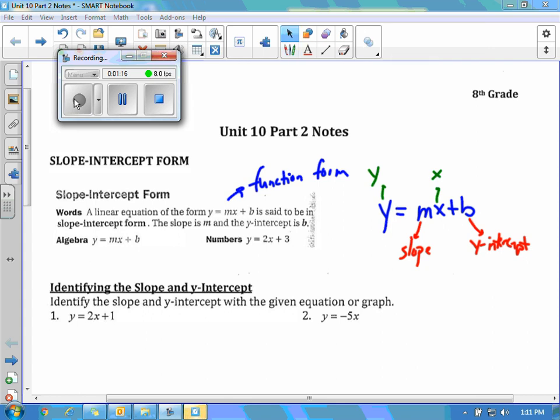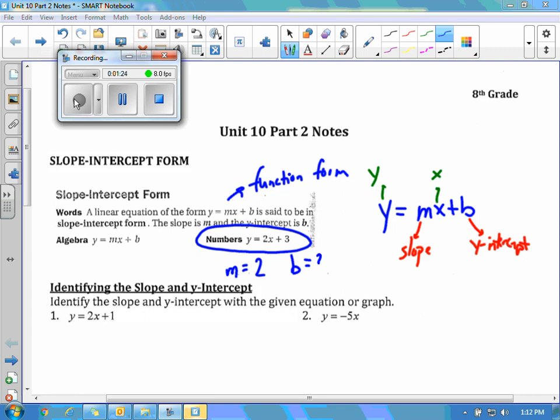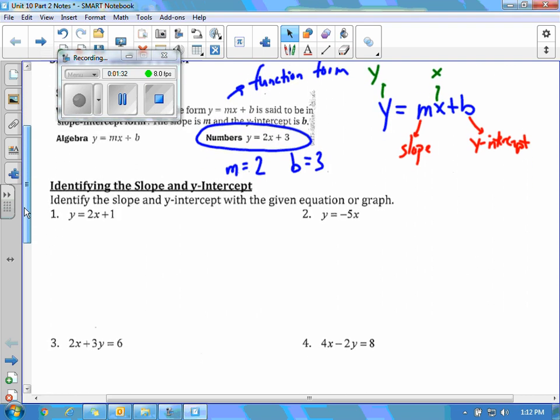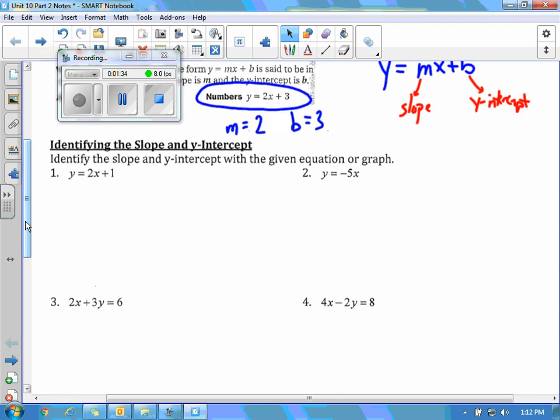So if you look at this example right here, where it says numbers, your slope, or m, would be 2, your y-intercept, or b, would be 3. So we've got to make sure we get this down before we move on to Part 3, where we're actually going to graph these. So the first section just says identify the slope and y-intercept with the given equation or graph. So our first one is y equals 2x plus 1.